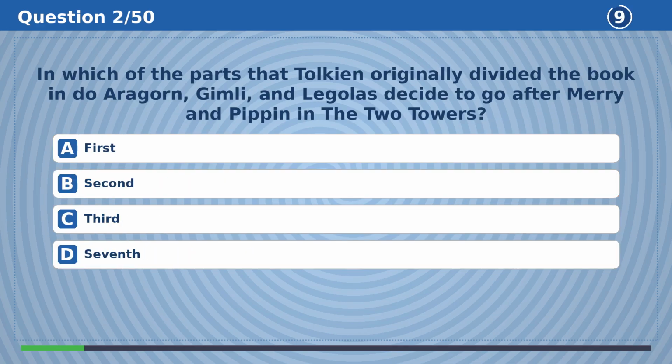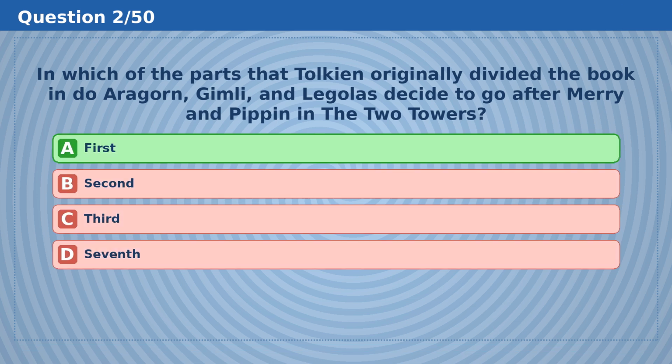In which of the parts that Tolkien originally divided the book in do Aragorn, Gimli, and Legolas decide to go after Merry and Pippin in the Two Towers? The answer is A, first.